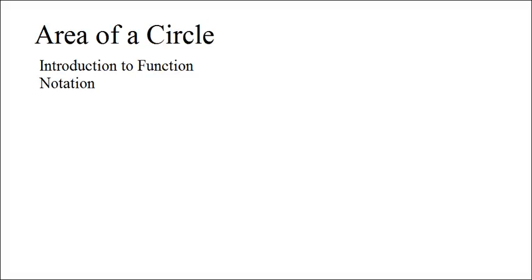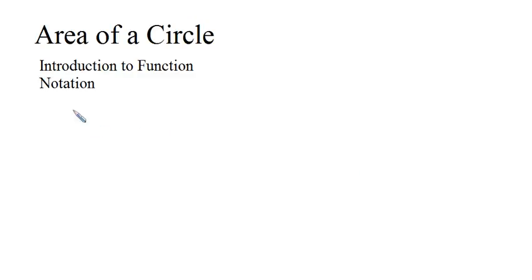This is a short introduction to function notation. And what I'd like to do here is start off with the area of the circle. The formula we've used for area of a circle is pi r squared.